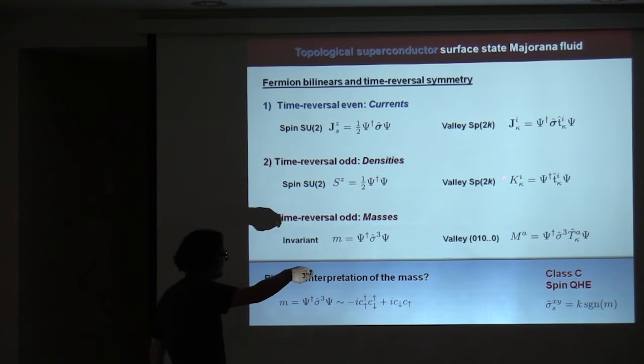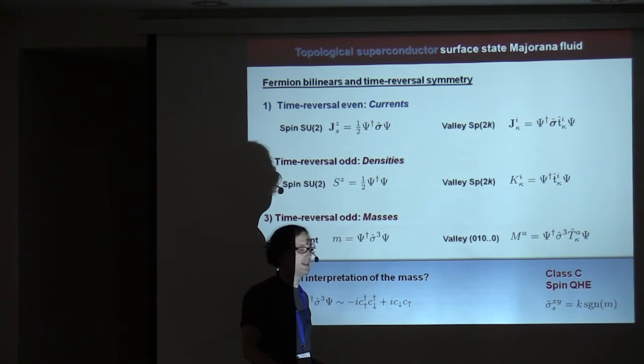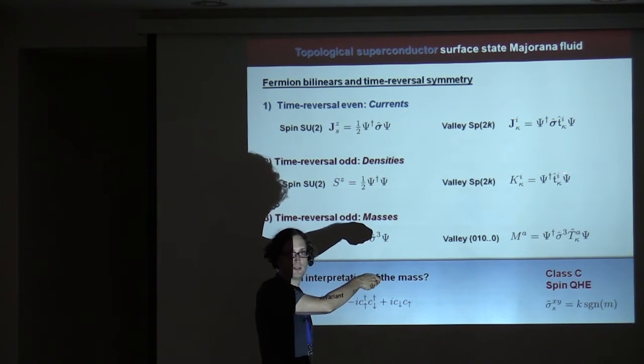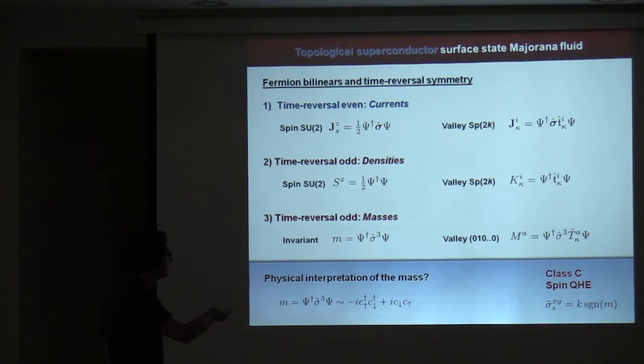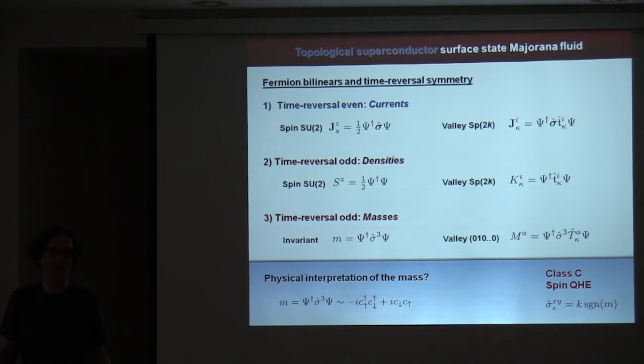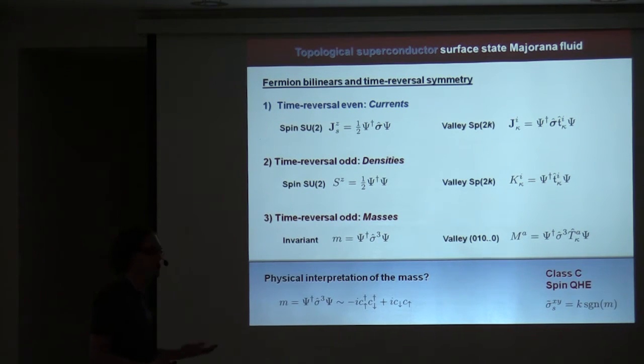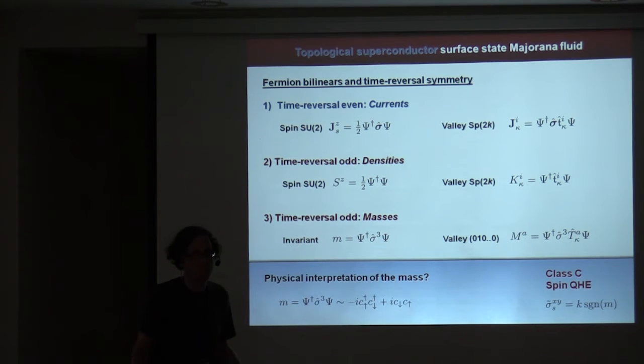So any type of valley density, if I try to polarize my valleys, I always get something that breaks time reversal. And any type of mass term that you would write down that would open up a gap is also time reversal odd. But physically, that makes sense. You expect that in a topological phase, I shouldn't be able to open up a gap without breaking time reversal. So another interesting question you can ask is, well, how should I interpret these mass terms? So for example, there's a mass term you can always write down that's invariant under, say, spin SU(2) and valley symmetry. So what is this thing?